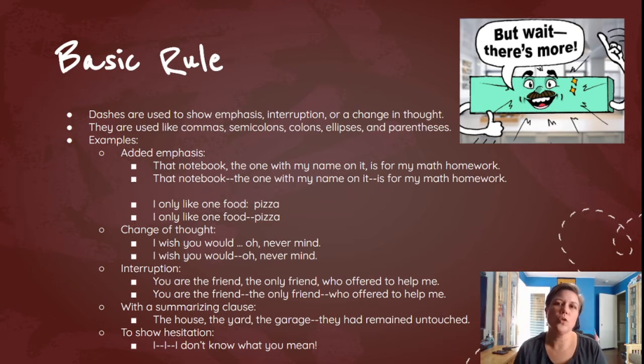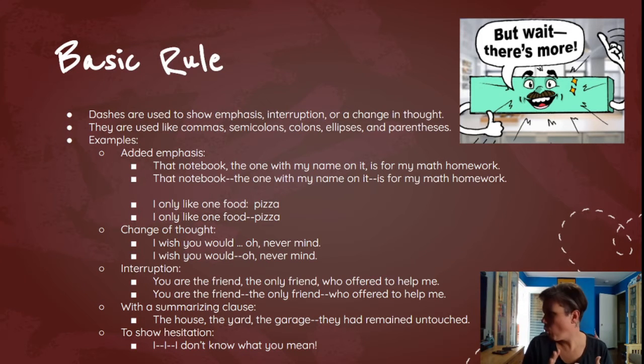So the main rule, the basic rule that you use for dashes is that dashes are used to show emphasis. They emphasize information. They show interruption in thought. And then they also show a change in thought, as if you're talking and then you get distracted and you switch gears to something else. They're used in the same way that commas, semicolons, colons, ellipses and parentheses are used. And there are often times where both are equally correct.